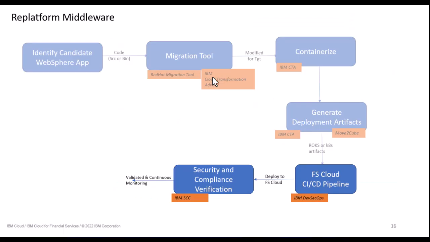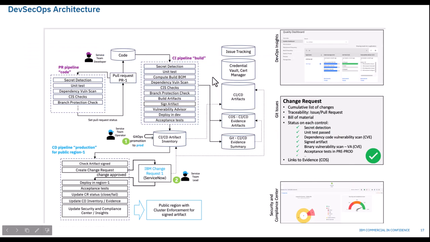The next step is to deploy the transformed application to cloud and continuously monitor it for security and compliance. For this, we leverage the IBM DevSecOps toolchain. The IBM DevSecOps toolchain includes pipelines for continuous integration, continuous deployment, and continuous compliance. It incorporates all security best practices in the various pipeline stages. For instance, the CI pipeline includes checks for branch protection, code review, secret detection, and static scans, as well as dynamic scans and penetration tests.